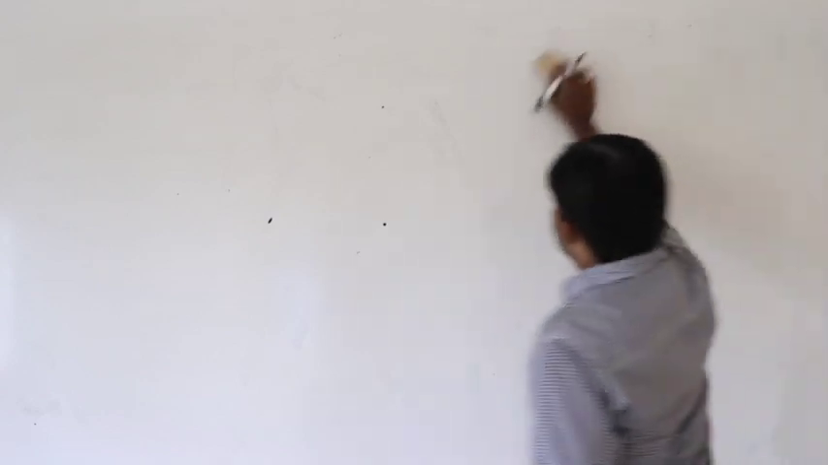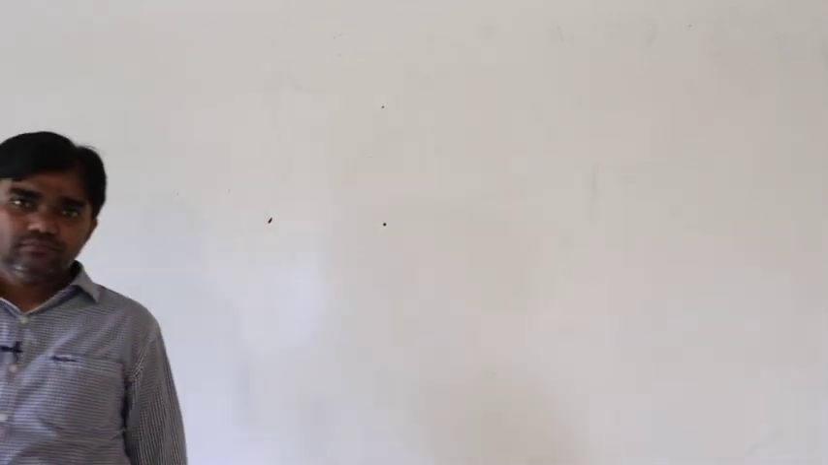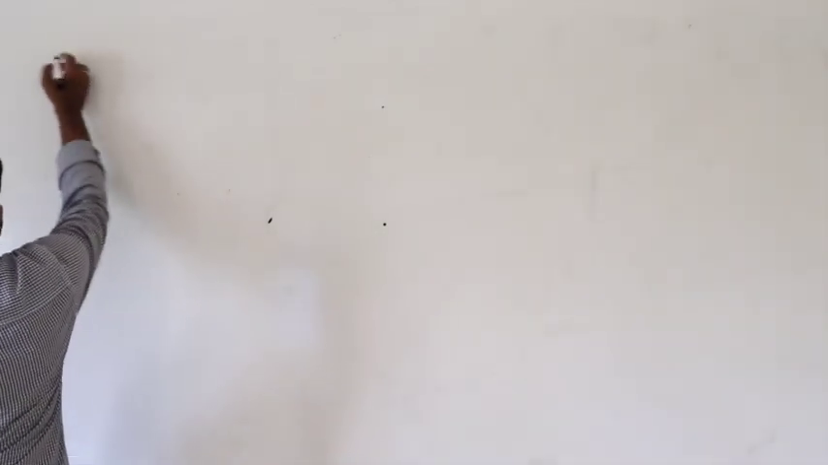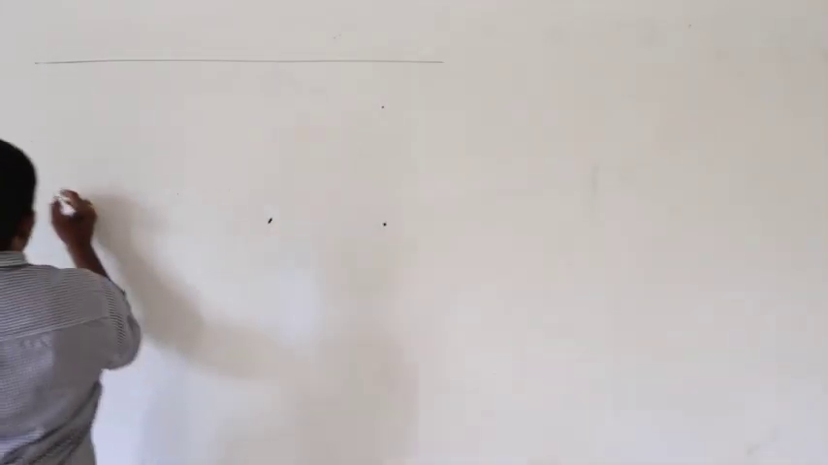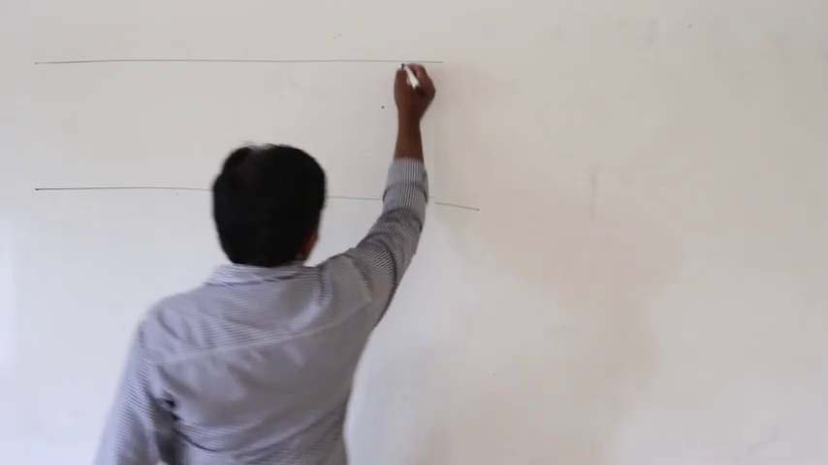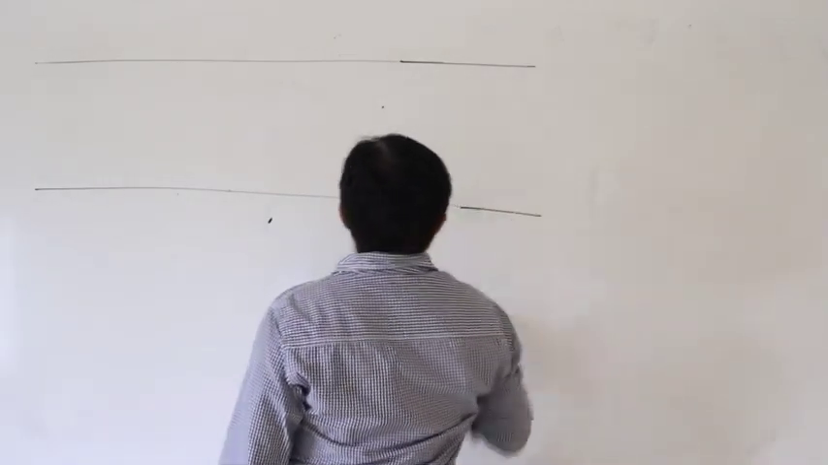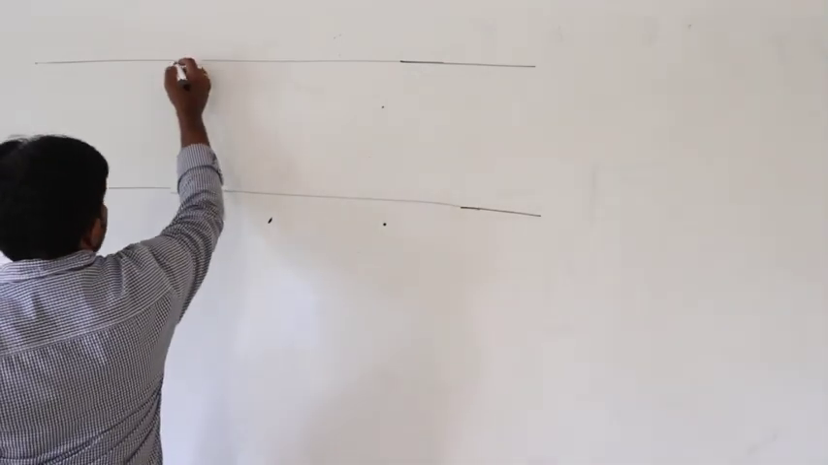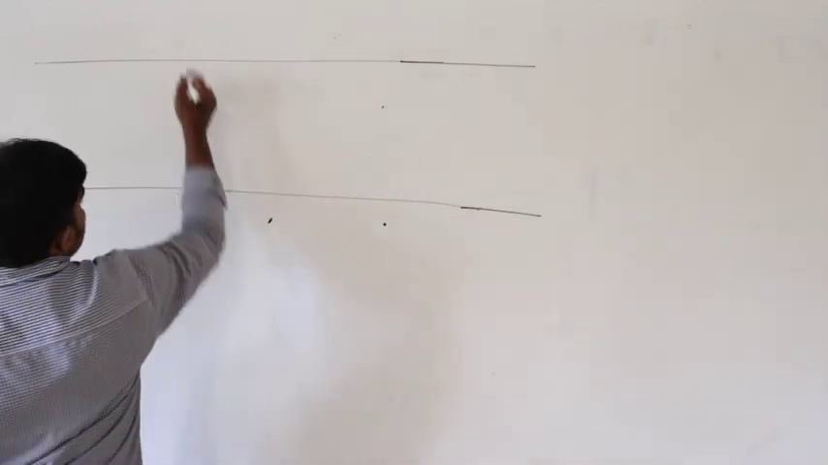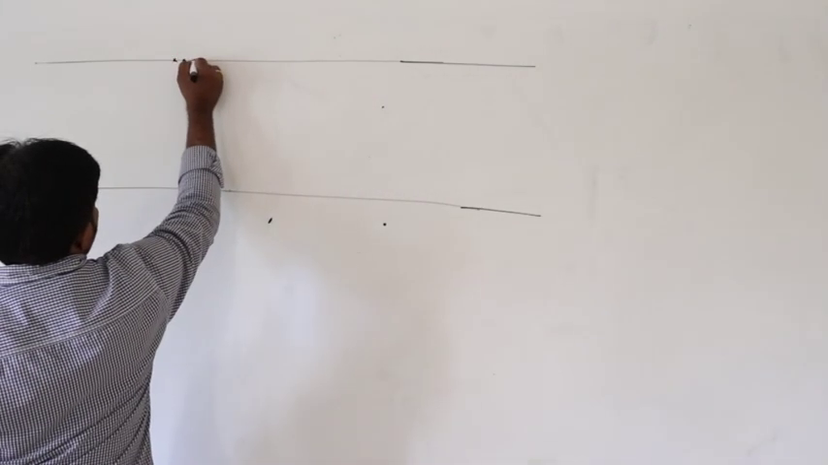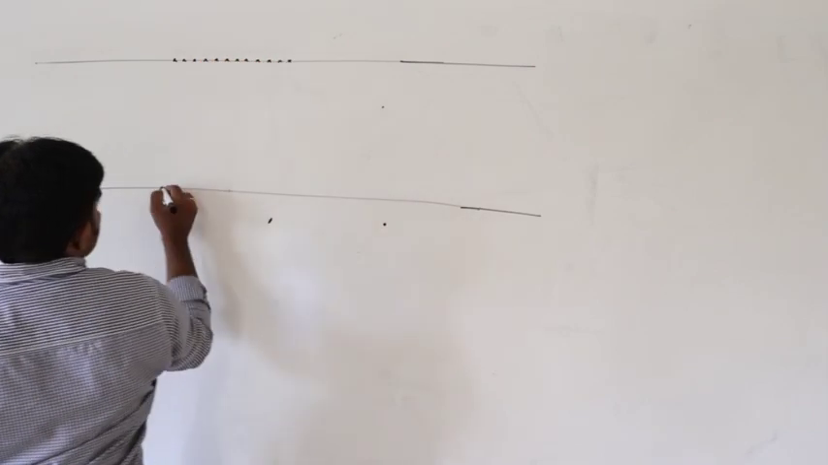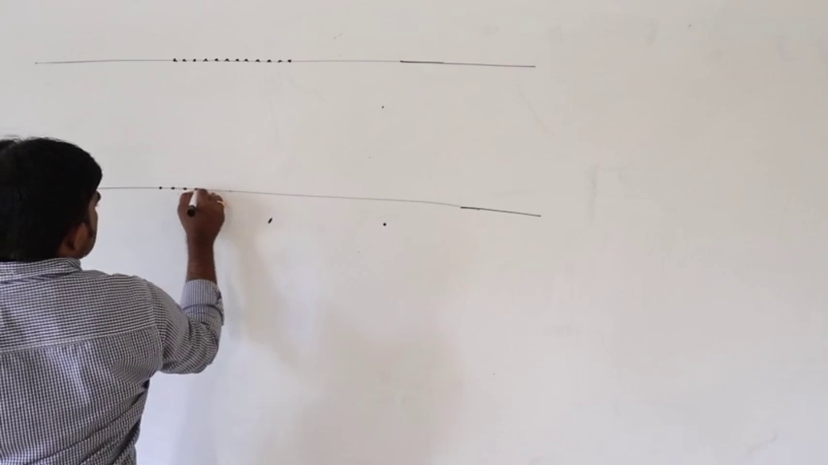Next, this can also be calculated with the help of Ampere's circuital law. The magnetic field due to a solenoid of infinite length can be calculated with Ampere's circuital law. See here, let us say this is an infinite length solenoid. Here the direction of the current is inwards, and here the direction of the current is outwards.